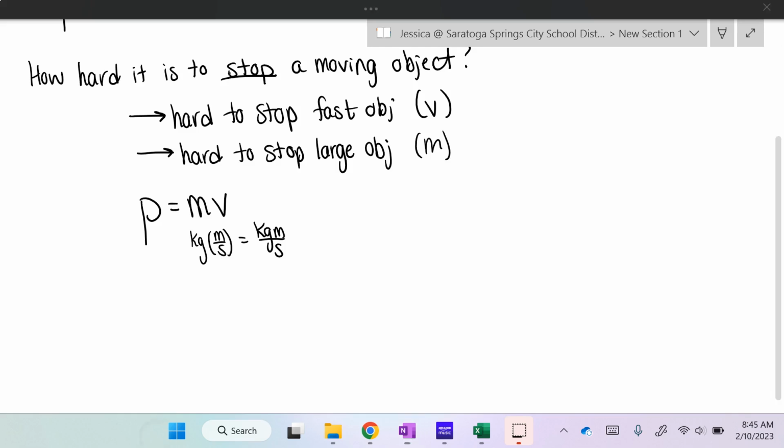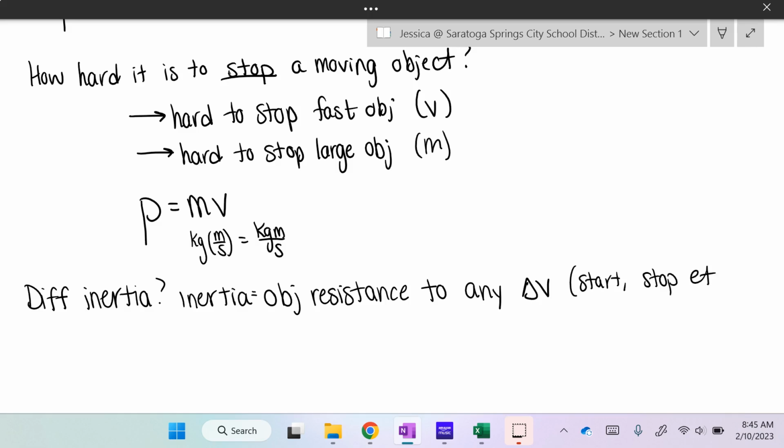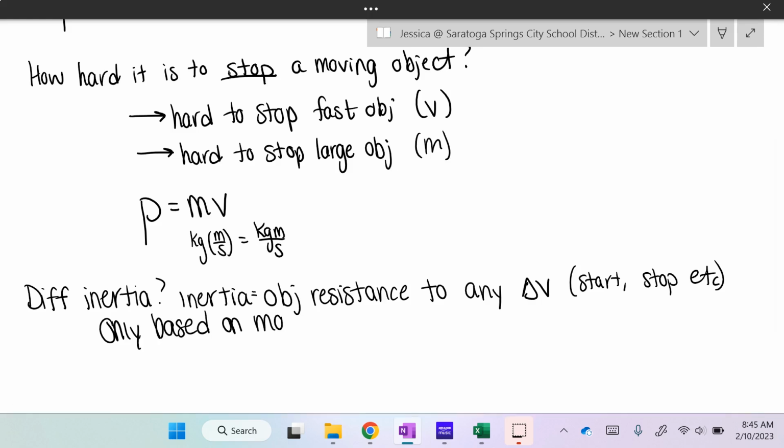Now, you might be wondering, momentum kind of reminds me of inertia. So how is it different? The answer is this: inertia is an object's resistance to any change in velocity. So that could be starting, stopping, etc. Any change in velocity, and it's only based on mass, right?